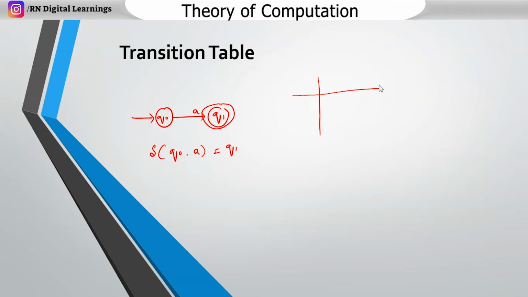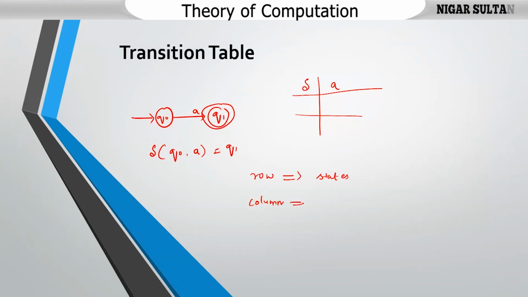Usually we know the table is made up of rows and columns. So, first, this is your transition function. These are your input symbols. Now, which are the states? Each row represents states and each column represents the alphabets or the input symbols.